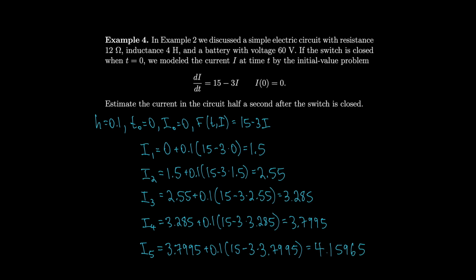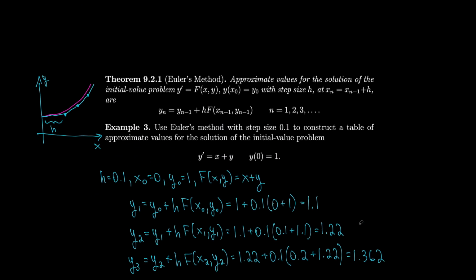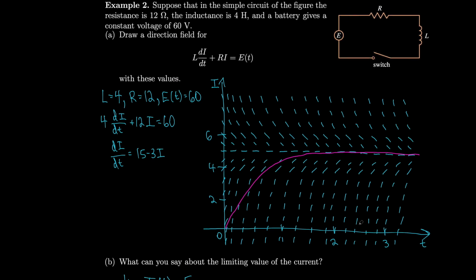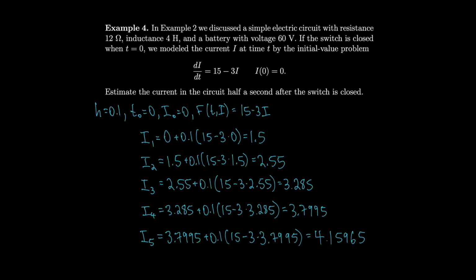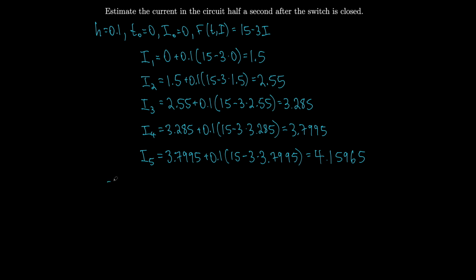Let's take a look at our solution curve and make sure that makes sense. We were trying to approximate half a second, so that's roughly over here. If we go up, I didn't draw it perfectly, so it looks like it's around 4. Maybe I got skewed a little bit. Probably should have drawn this going up a little higher, but yeah, it's about 4.16, we could say. So in conclusion, we can write that I of 0.5 is approximately 4.16 amps.